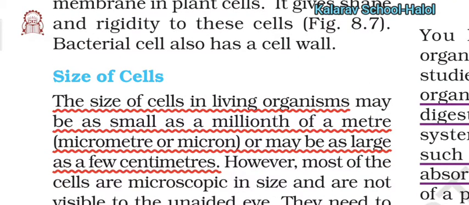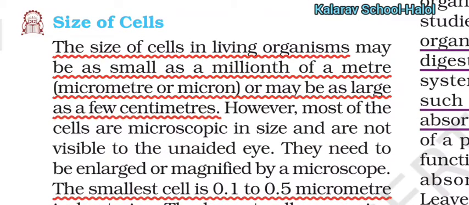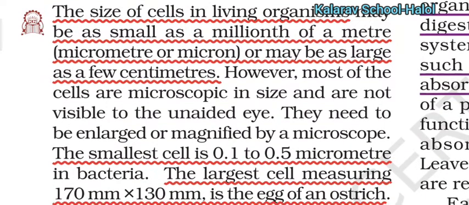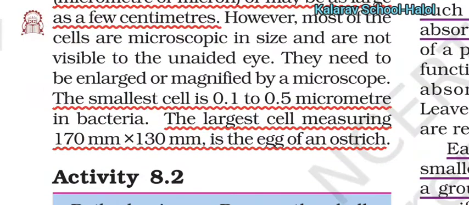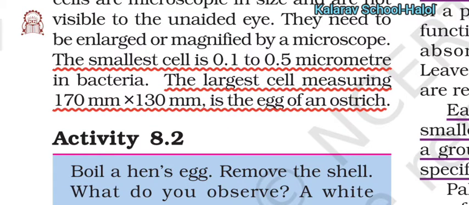Next is size of cells. The size of cells in living organisms may be as small as a millionth of a meter, or as large as a few centimeters. Cells are microscopic in size. They are not visible with the naked eye, so they need a magnifying microscope. The smallest cells, 0.1 to 0.5 micrometer, are found in bacteria. The largest cell, measuring 170 millimeter by 130 millimeter, is the egg of an ostrich.